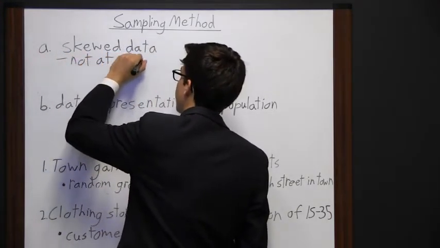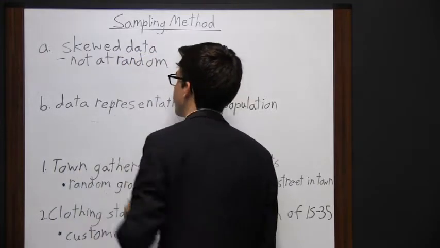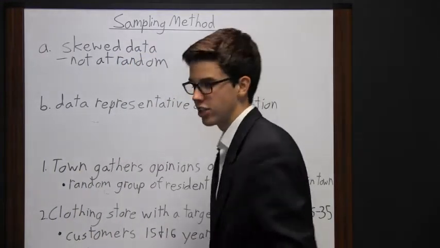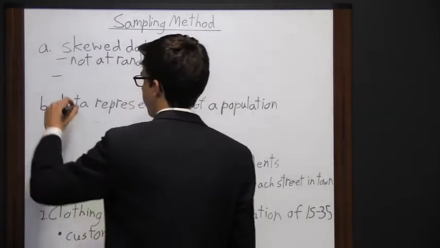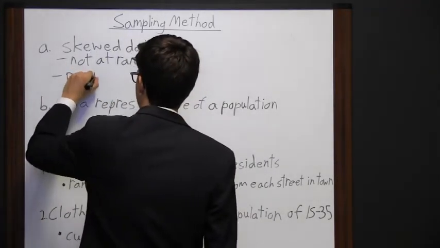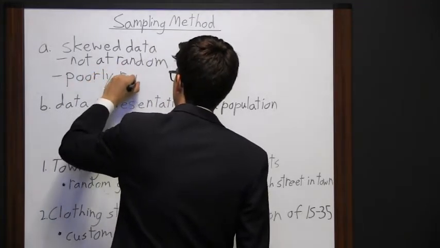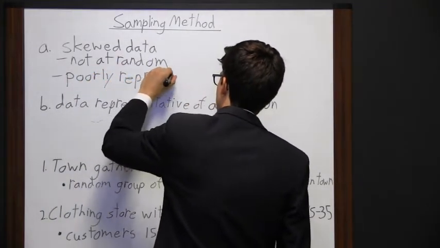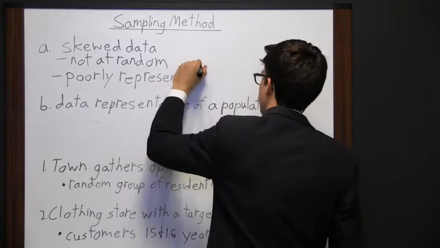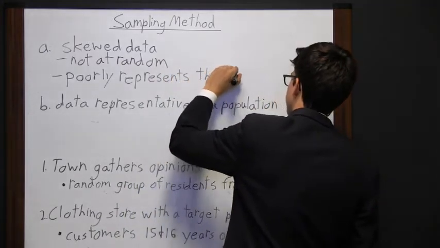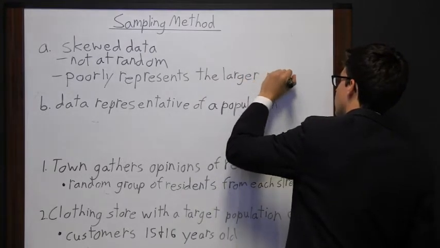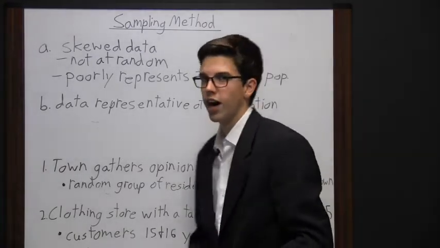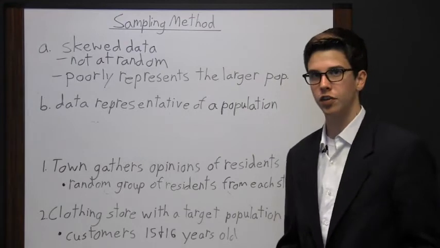So if the surveyor handpicks the people to talk to, then it's not at random, and so it's not going to give a good indication of the population as a whole. Second problem is when it poorly represents the larger population. And so this happens when only one group of the larger group is interviewed.